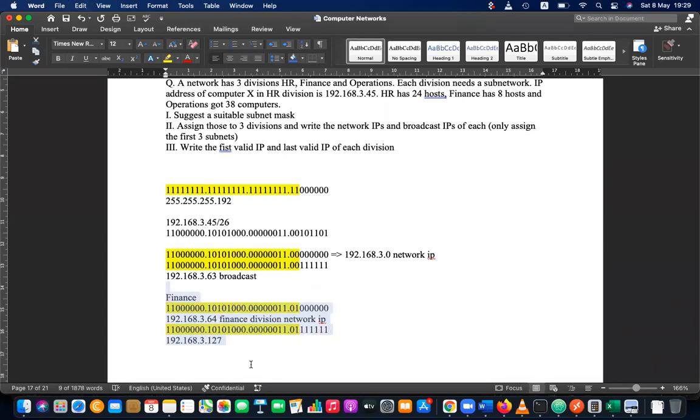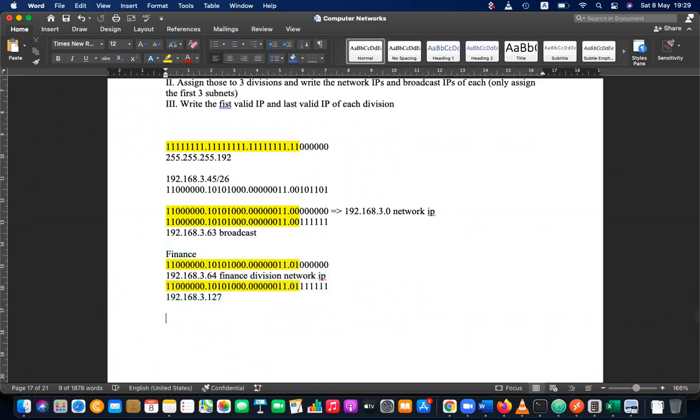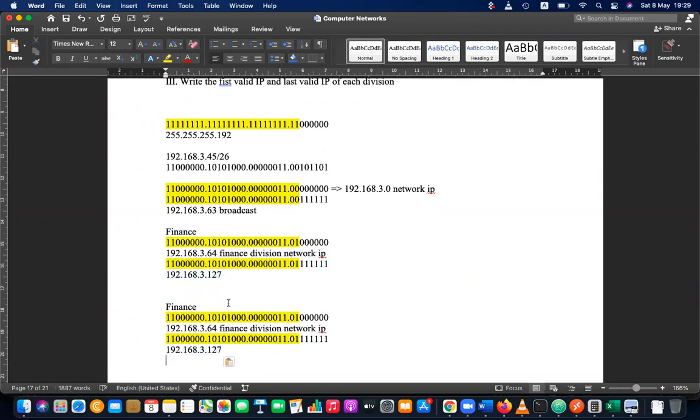Okay, now tell me for the operations division. What is the next variant? After 0 1 comes 1 0. Okay, what is that? 128. This is for operations.